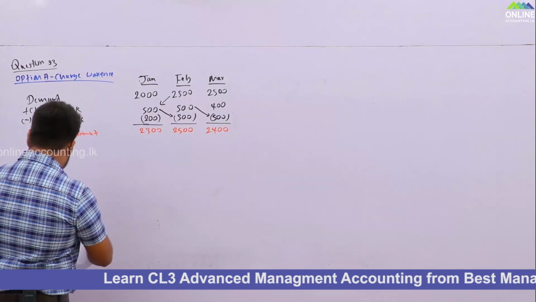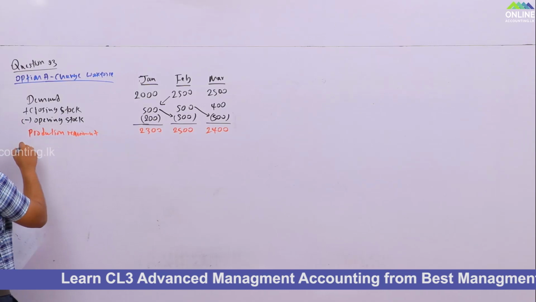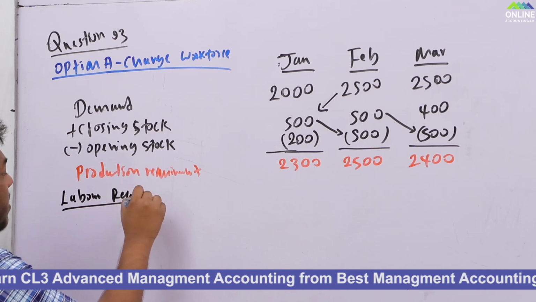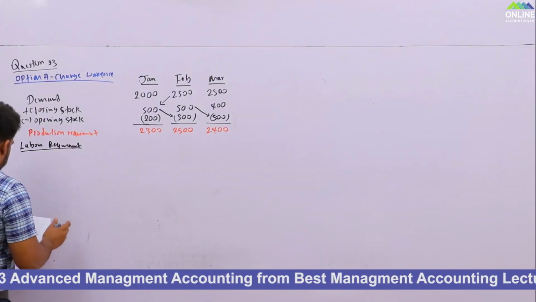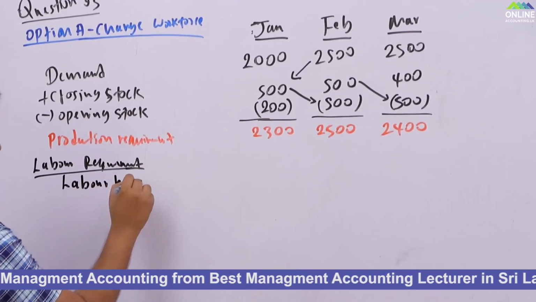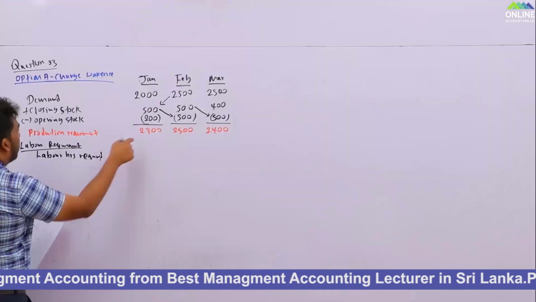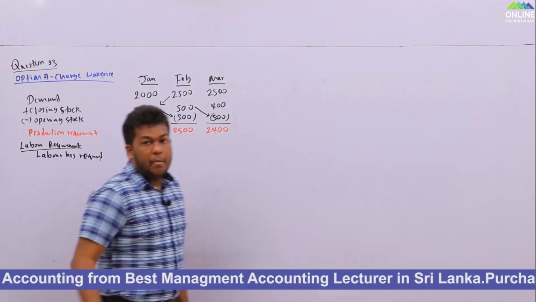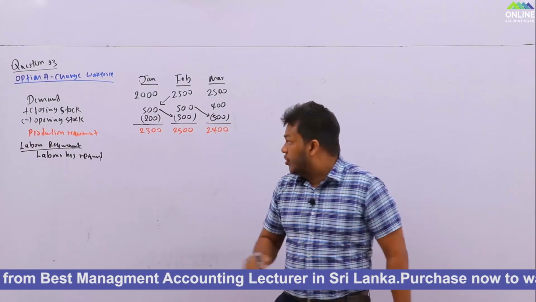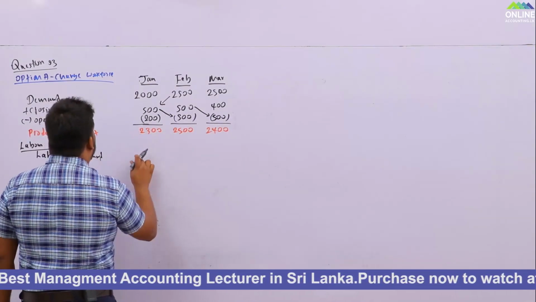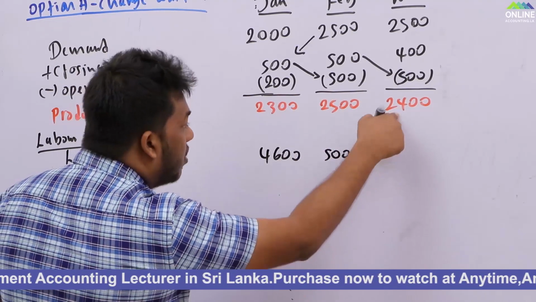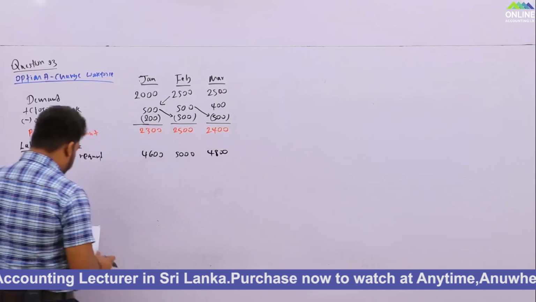And now you need to calculate the labor requirement. How many labor hours you need? Labor hours required to manufacture 2300 units. Per unit, you need 2 hours of labor. So 2300 into 2, 4600. 2500 into 2, 5000. 2400 into 2, 4800.